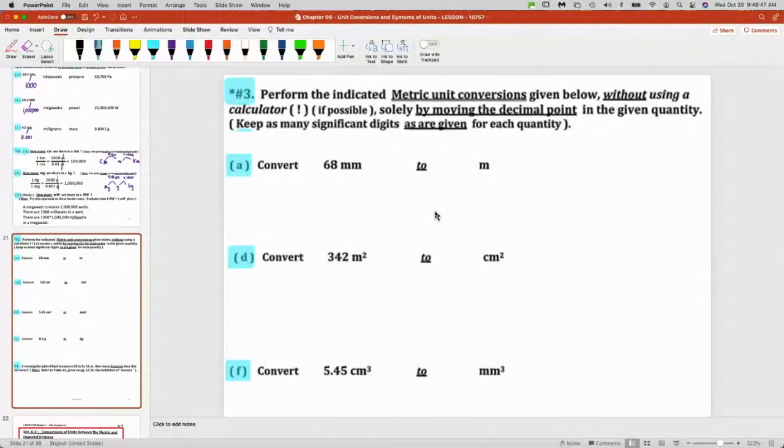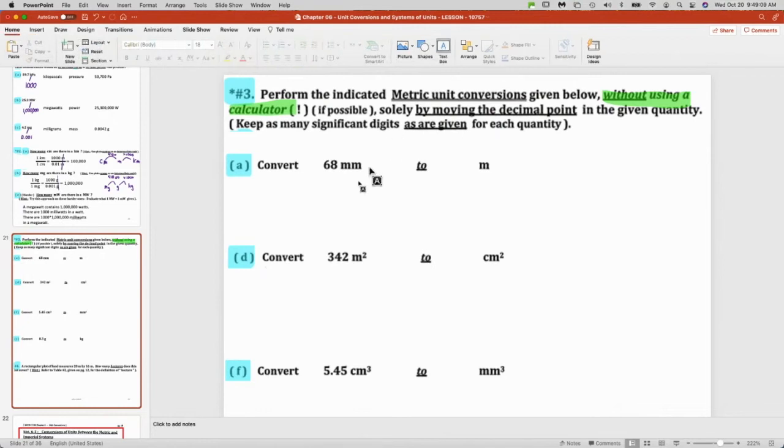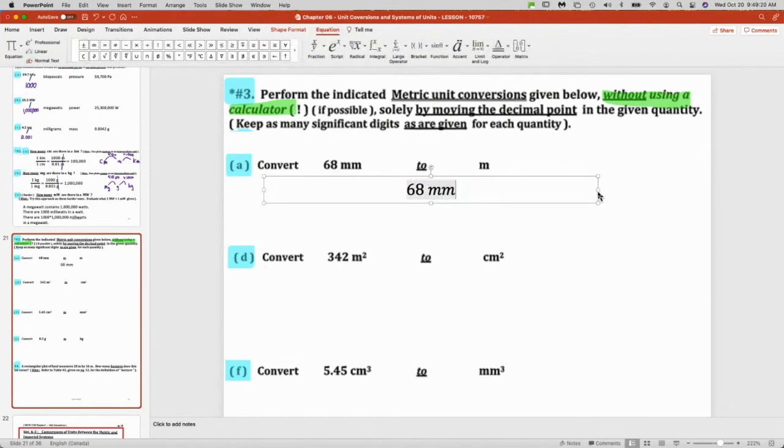So here we go. I want you to focus on this phrase right here. Do these conversions without using a calculator. Okay? So, see, moving the decimal point. That's all they're talking about here. Now, you don't have to literally move the decimal point. You can adopt whatever strategy you like. But that's exactly the elegance of the metric system. The conversions are just move the decimal point over. 68 millimeters to meters.